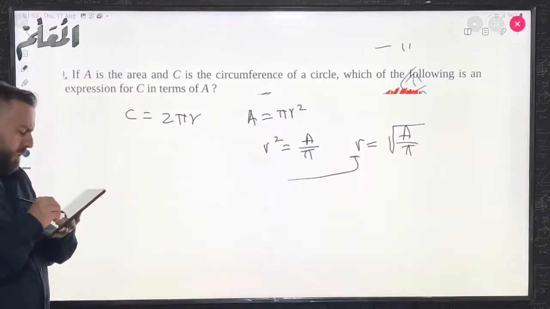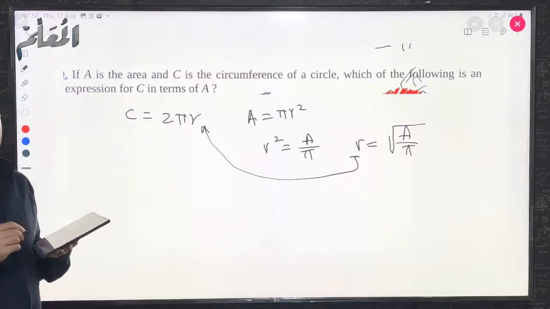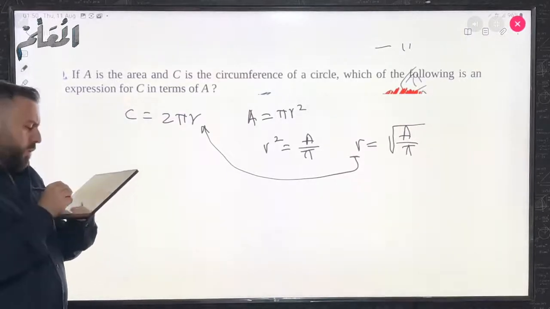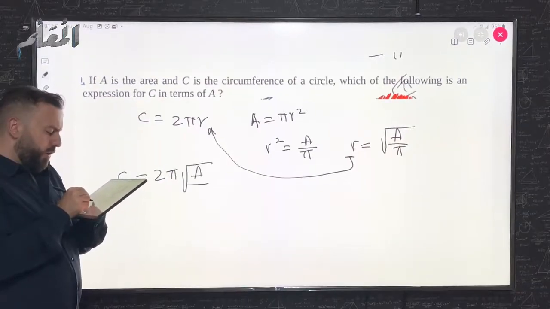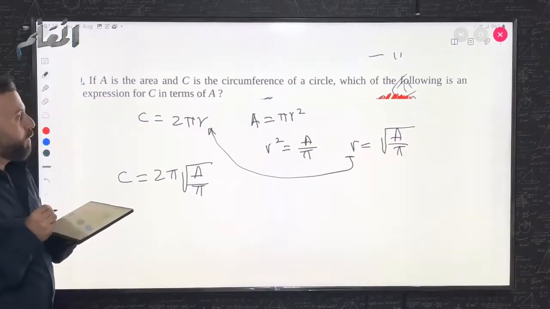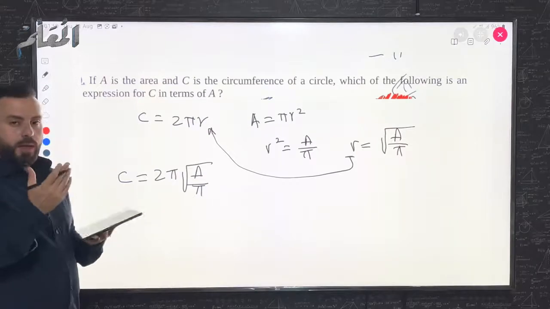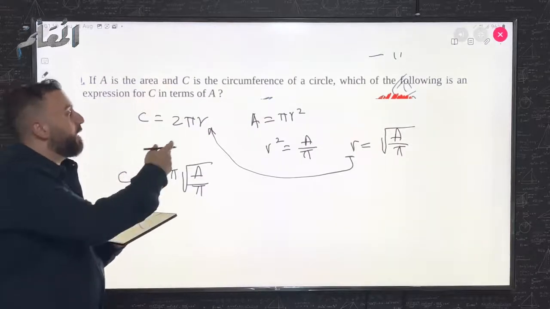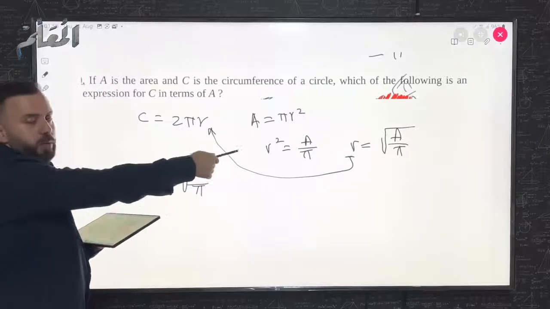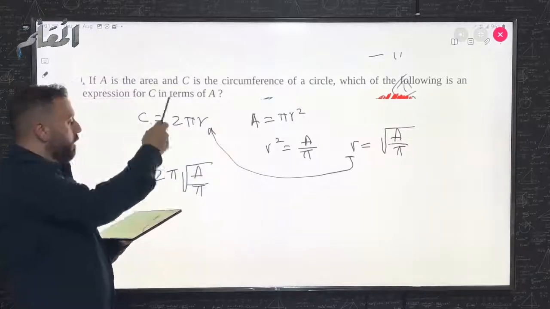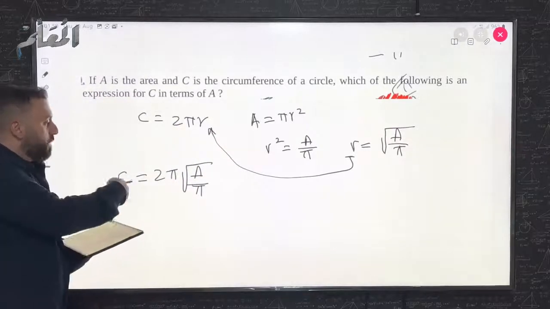Can I replace the r here with this one? Of course, yes, I can do that. So C is equal to 2 pi times radical of A over pi. Okay? This is one way of doing the substitution. I can also work out that r is equal to C over 2 pi, but since we started with this, we can go with this one, no problem.